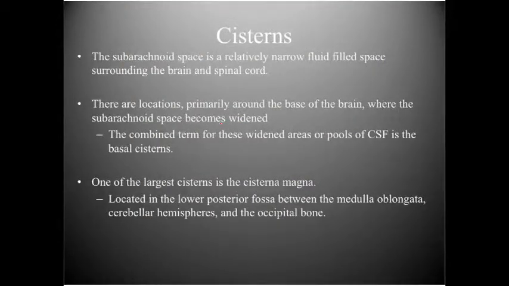So that brings us to cisterns. The subarachnoid space is a relatively narrow fluid-filled space surrounding the brain and spinal cord. There are locations primarily around the base of the brain where the subarachnoid space becomes widened. The combined term for these widened areas or pools of CSF is the basal cisterns. One of the largest cisterns is the cisterna magna, located in the lower posterior fossa between the medulla oblongata, cerebral hemispheres, and the occipital bone.